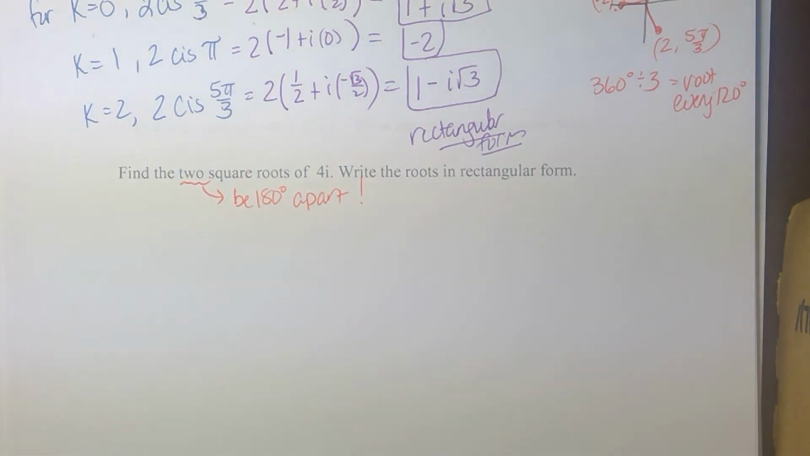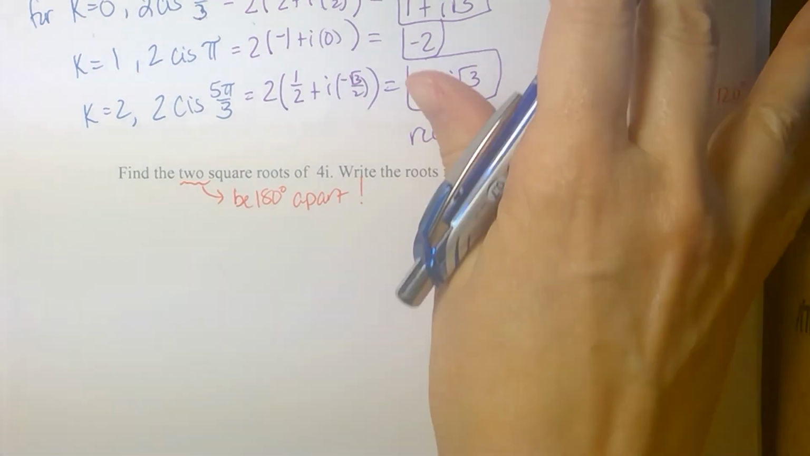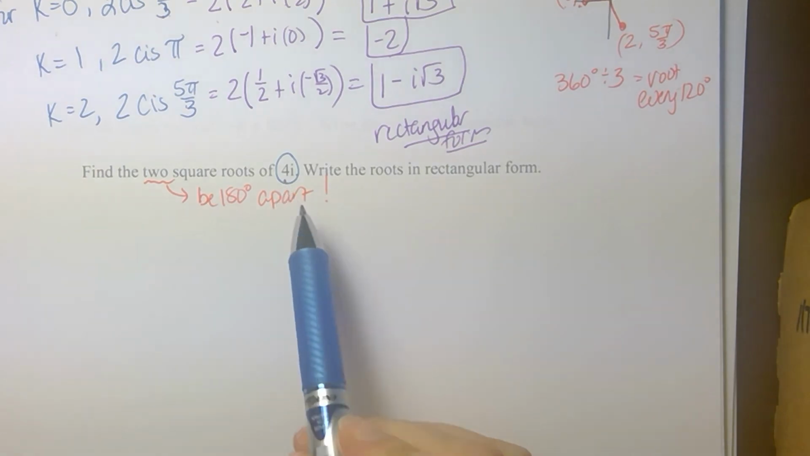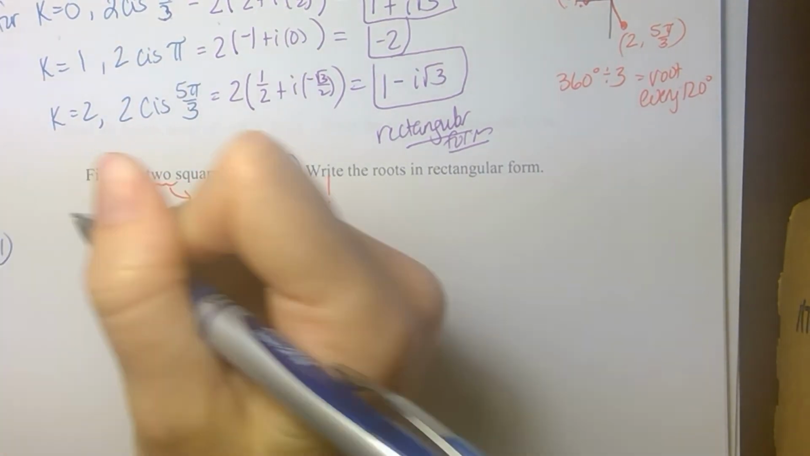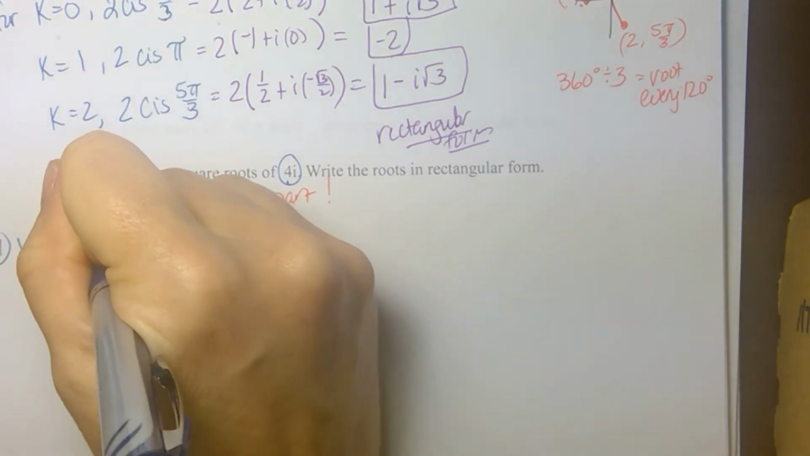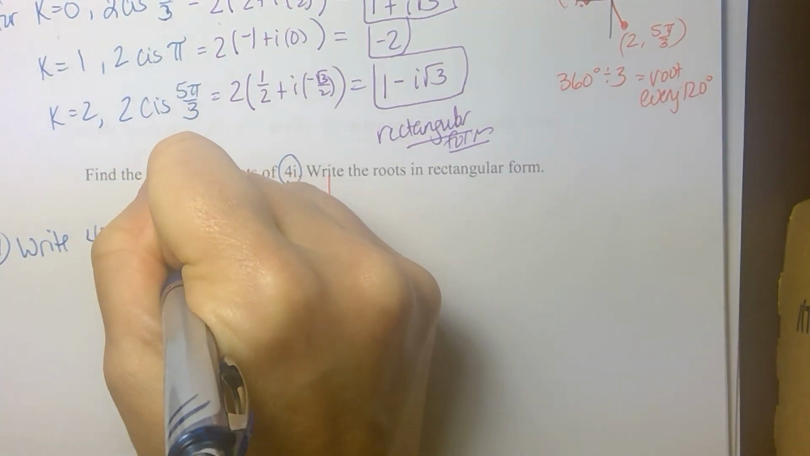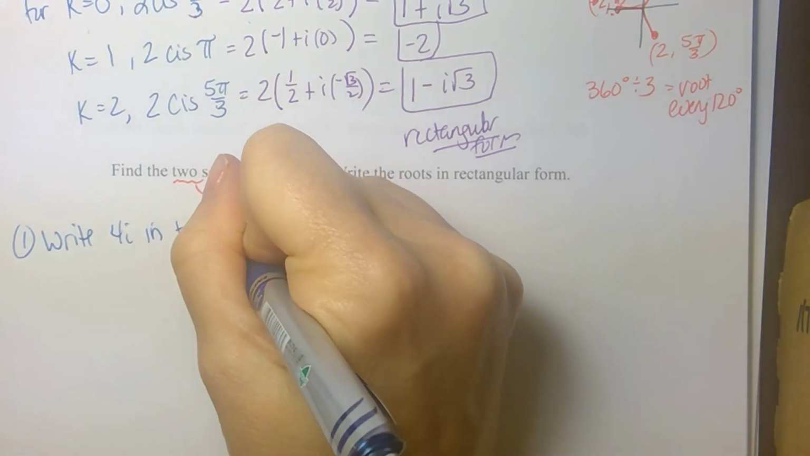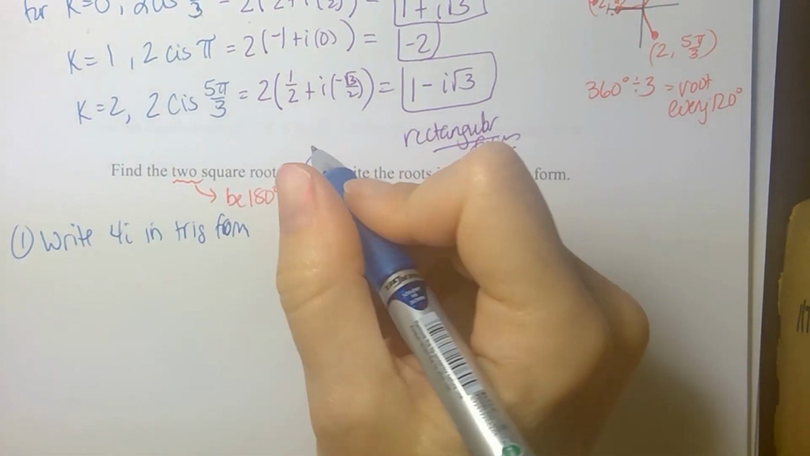We're going to walk through the same set of steps as we did in the last problem. We're given a rectangular form. We need trig form. So that's our first step, to write 4i in trig form, and then we're going to apply that root theorem.